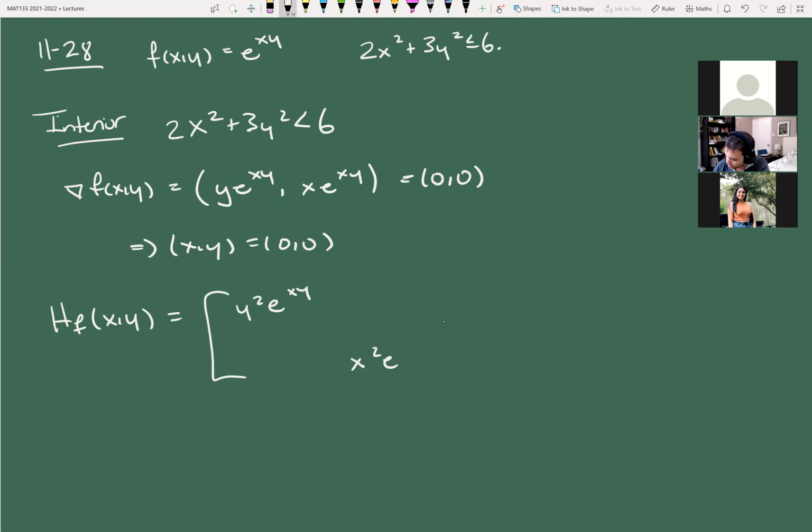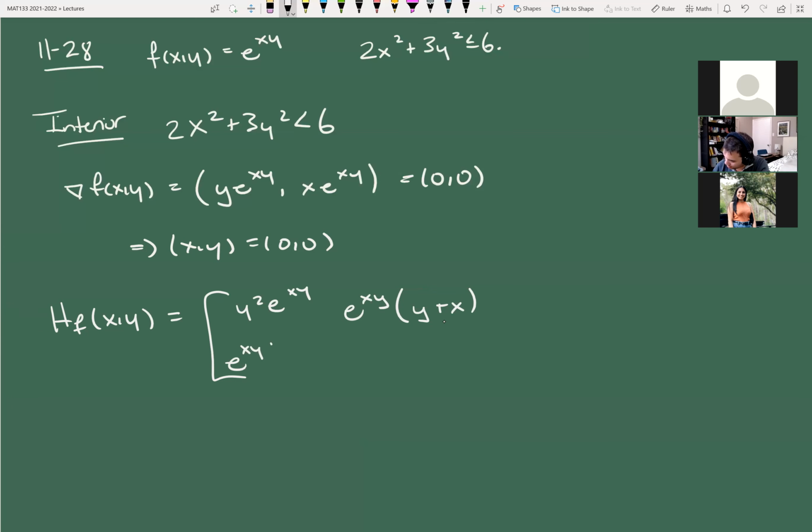This is going to be x squared e to the xy times y plus x, I think. Right, so if I differentiate y, derivative first times second, with respect to x, yeah, that looks right.